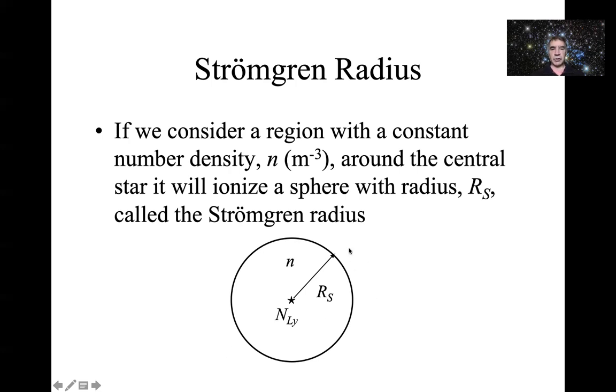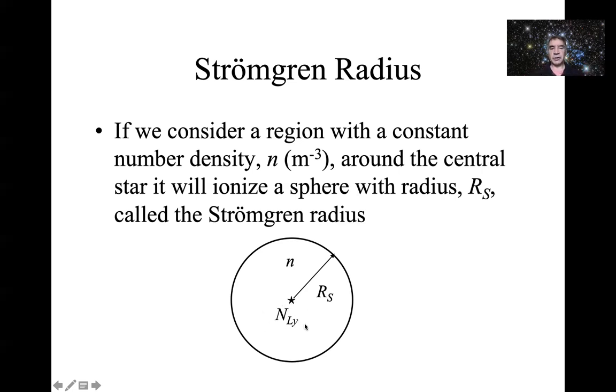So we've got this kind of geometry. When you've got a constant density and you turn on the star in the middle, it's going to ionize a sphere of gas. So the H2 region will be a sphere with this outer radius Rs, for some given number density n here. We need to look at both sides of this balance.